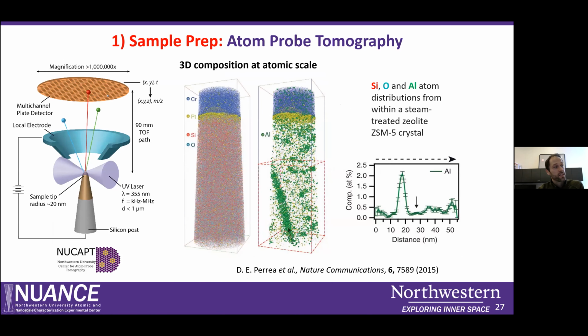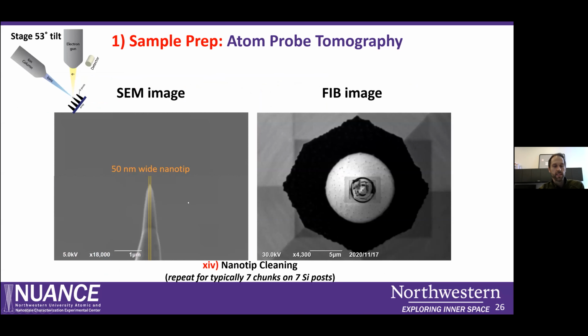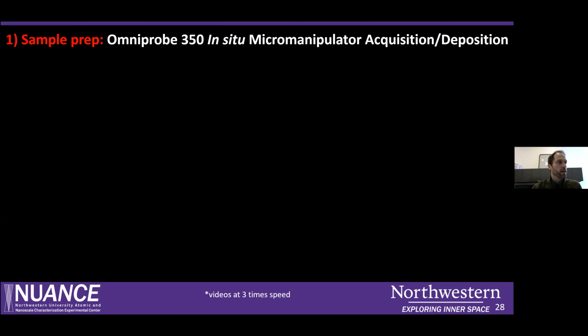And these tips you can then transfer to the atom probe that's available in NUCAPT, and then you can in 3D determine the composition of this nanotip at the atomic scale. So here it's visible that this sample preparation is typically an initial but also crucial step to materials characterization that you can perform with the FIB.